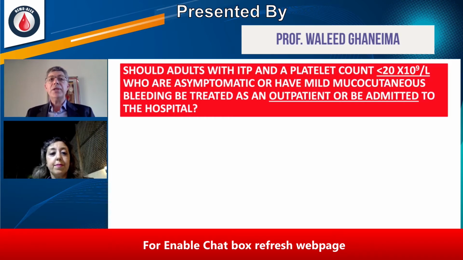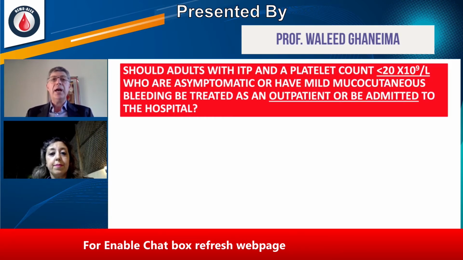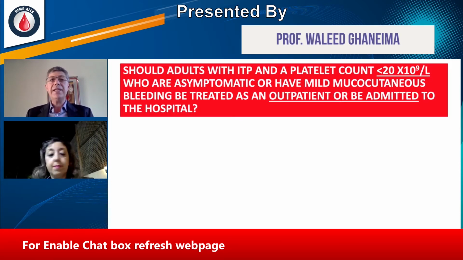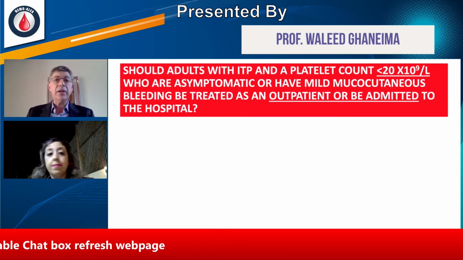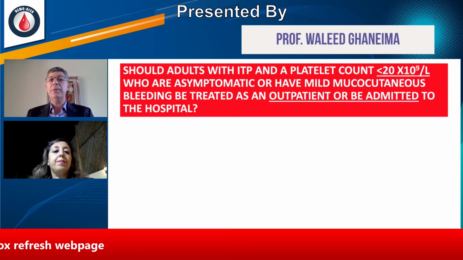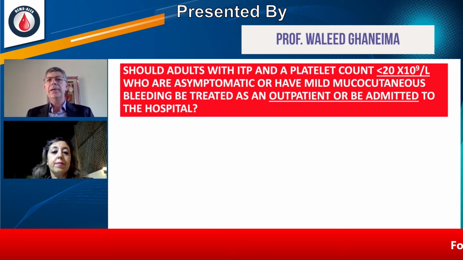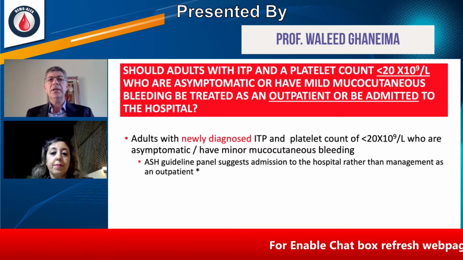The next question is, should adults with ITP and platelet count of less than 20 who are asymptomatic or have mild mucocutaneous bleeding be treated as outpatient or be admitted to hospital? Platelet count below 20, should we admit them or can we treat them at outpatient?